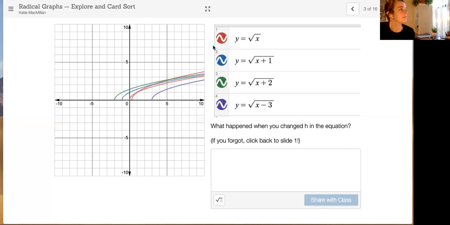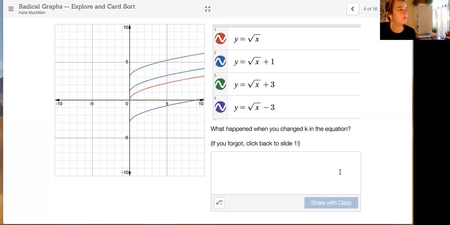All right, I'm seeing lots of good answers on slide 3. If you are ready, go ahead and move on to slide 4. Talking specifically about K now. So what happens when we add or subtract a number at the end, but outside of the radical?